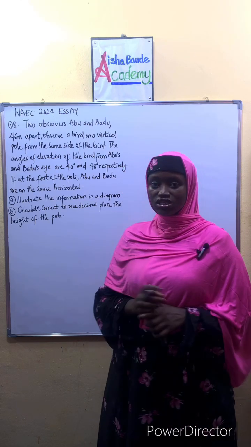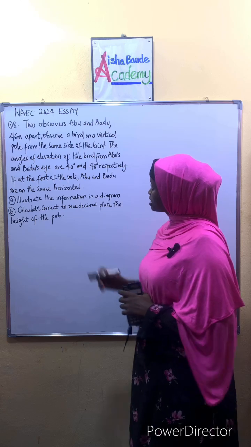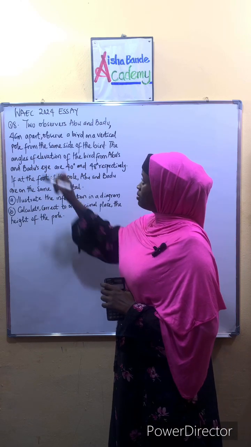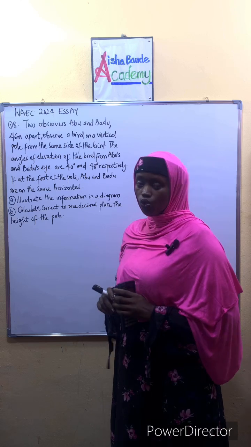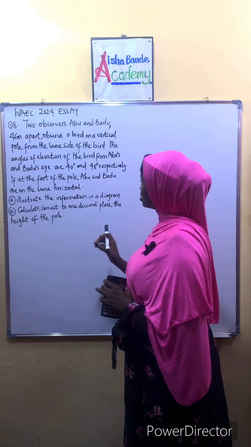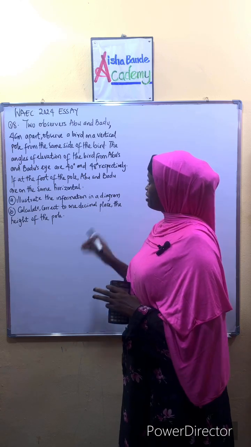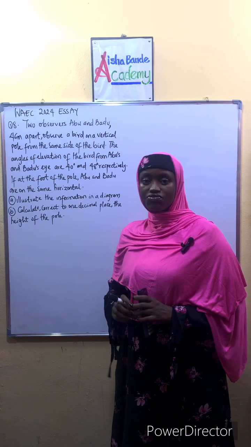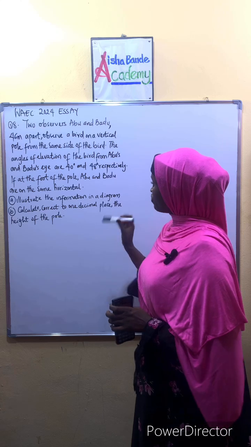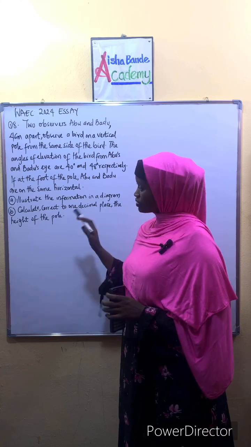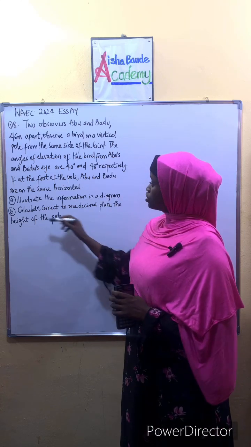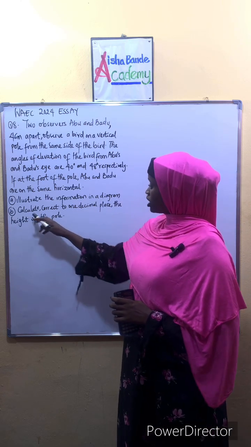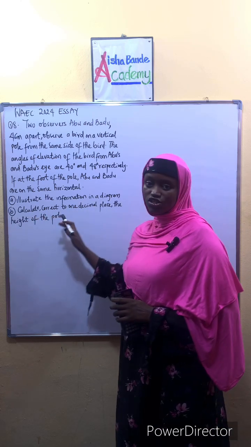Today we shall look at question number 8, which reads: two observers, Abu and Badu, 46 meters apart, observe a bird on a vertical pole from the same side of the bird. The angles of elevation of the bird from Abu's and Badu's eyes are 40 and 48 degrees respectively. If at the foot of the pole Abu and Badu are on the same horizontal, we are asked to illustrate the information in a diagram as the first question, while the second question says we should calculate, correct to one decimal place, the height of the pole.